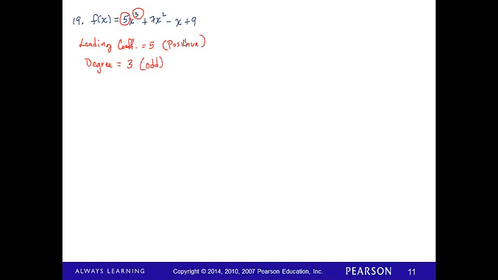Now we have odd degree, and our leading coefficient is positive. Well, with odd degree and a positive leading coefficient, we are going to fall to the left and rise to the right. Fall to the left and rise to the right.